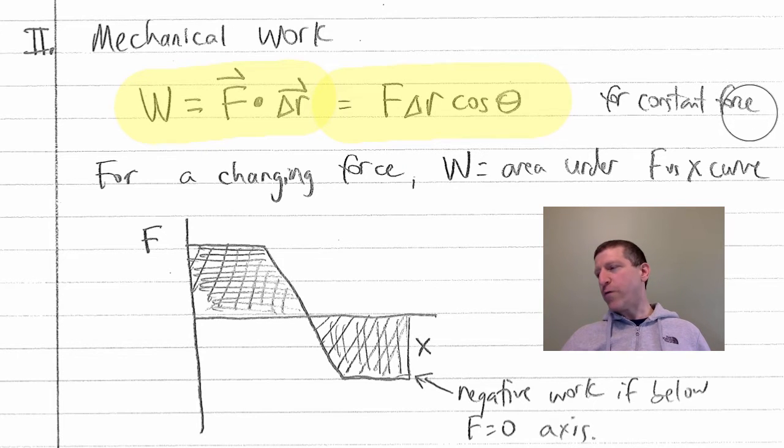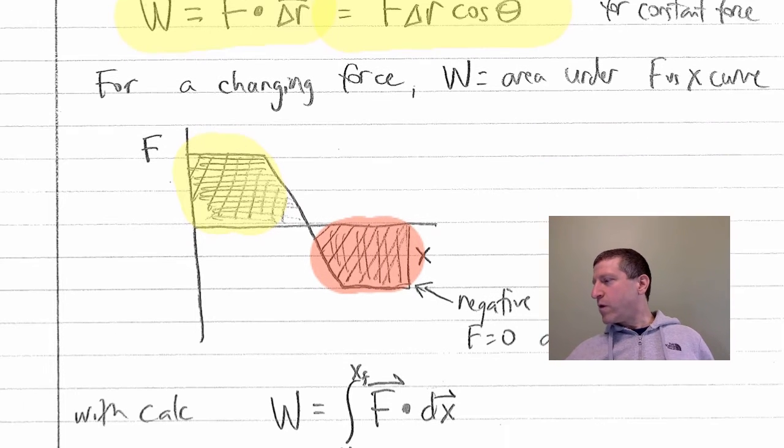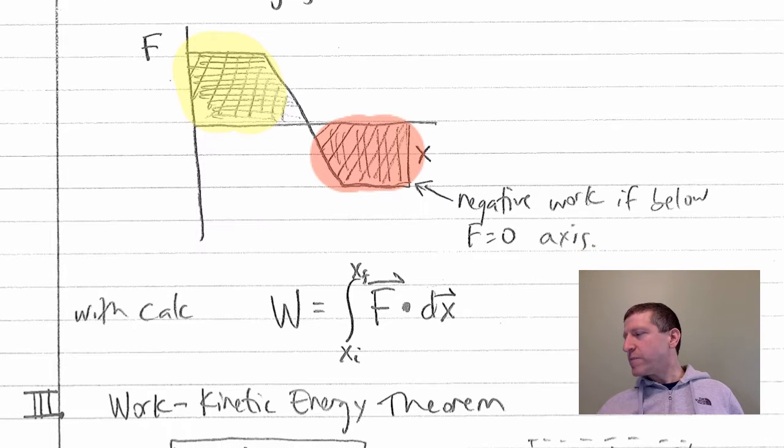If you have a changing force, and for this example we'll have to assume that the force is parallel to the displacement, for a changing force, you can figure out the work done by just finding the area under the curve. Notice that if the area is above the x-axis, that's going to be positive work, whereas if the area is below the x-axis, that will be negative work, and you have to add those up. Work is negative if the force is negative, or the area is below the x-axis.